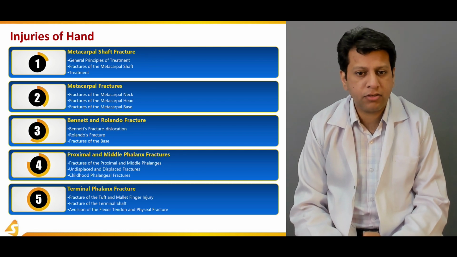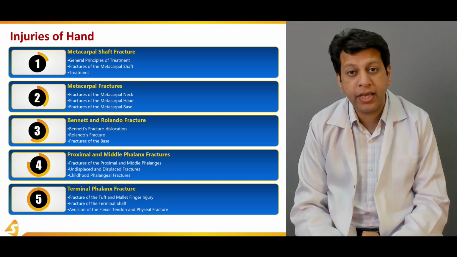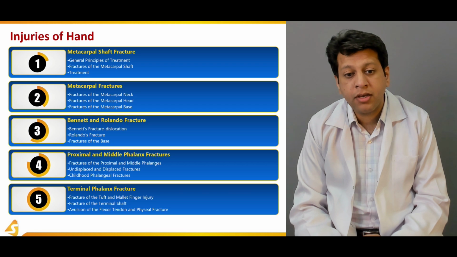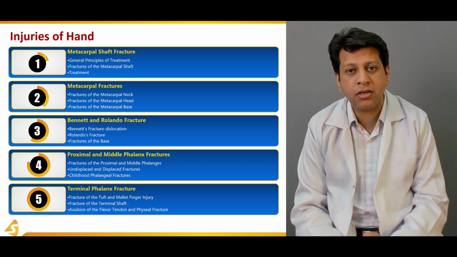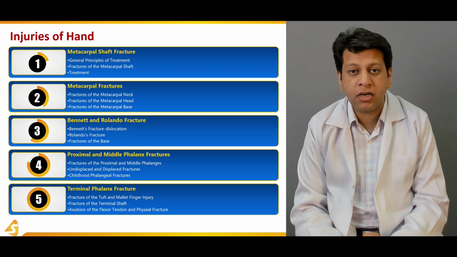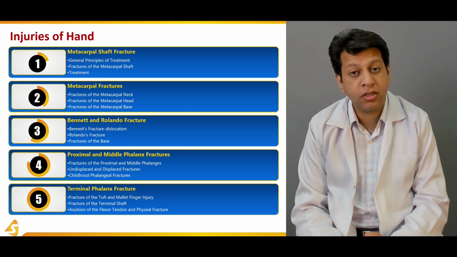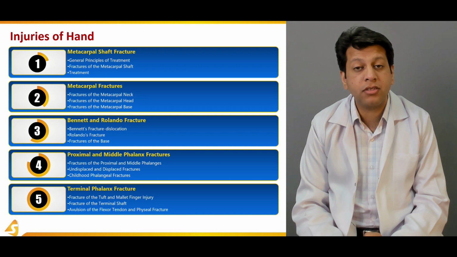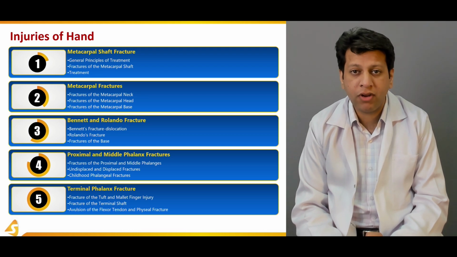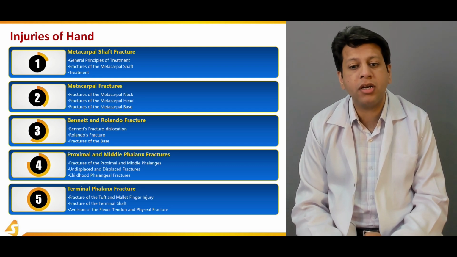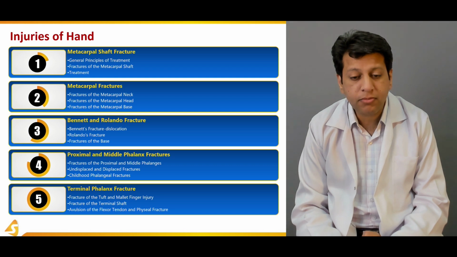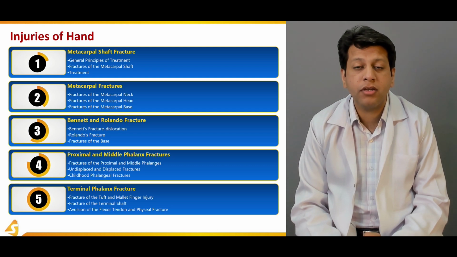Then in the second section, we're going through the metacarpal fractures, especially of the neck, of the head, and of the base. And in the third section, we're discussing two very important entities, especially related with the first metacarpal fractures, that is of the thumb metacarpal. We will be discussing briefly what is the anatomy of a Bennett fractures and what is a Rolando fracture and what is their management.